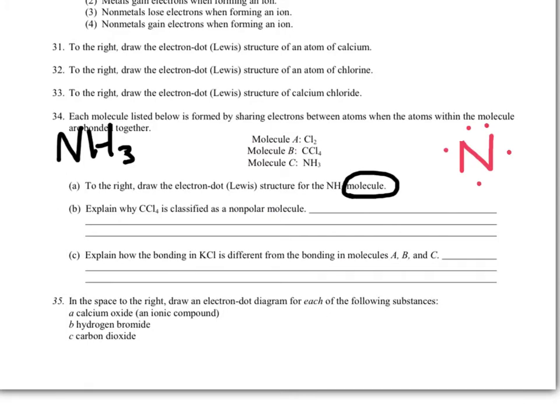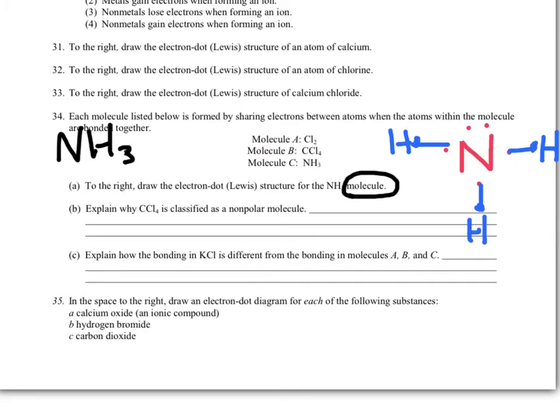Bonds can only form where there are unpaired electrons. So one bond will form here to a hydrogen. Another bond will form here. The last bond will form here. Hydrogen only has 1 valence electron, which is represented by the bond. So here we have 1, 2, 1, and 1. So this is the Lewis dot structure of ammonia.